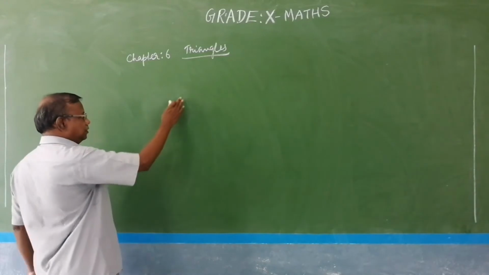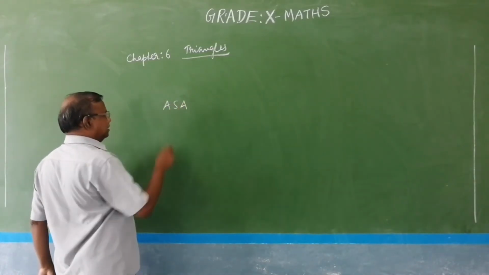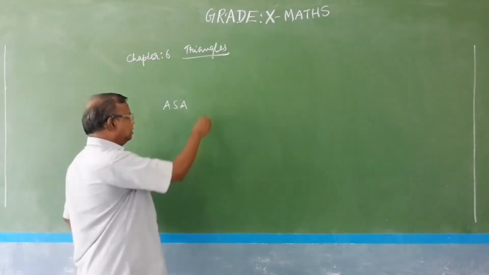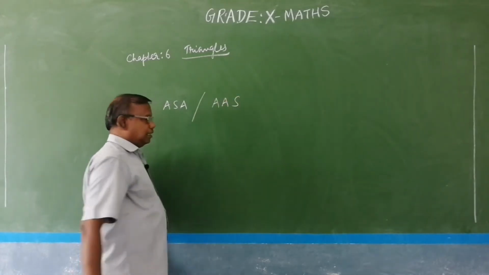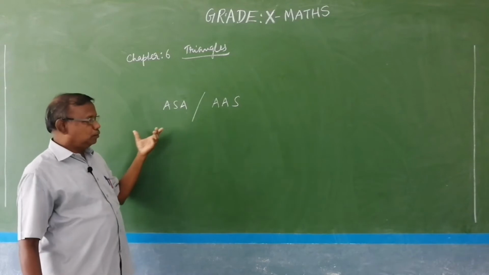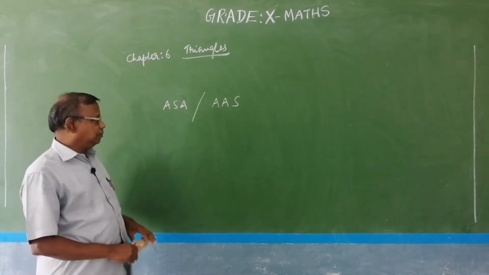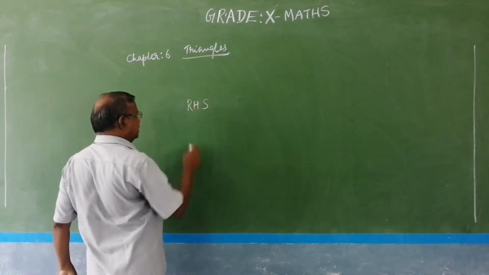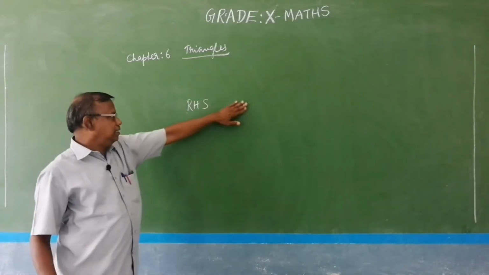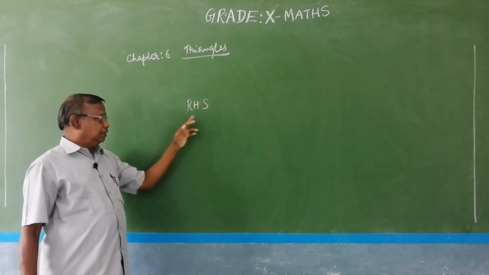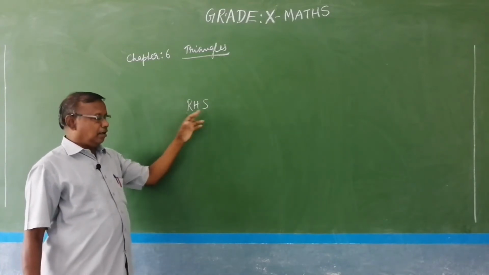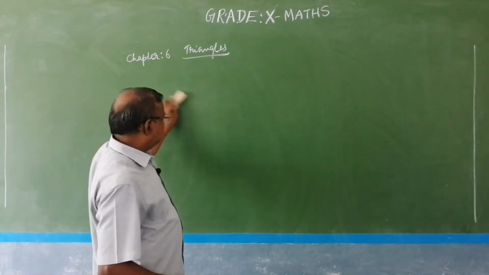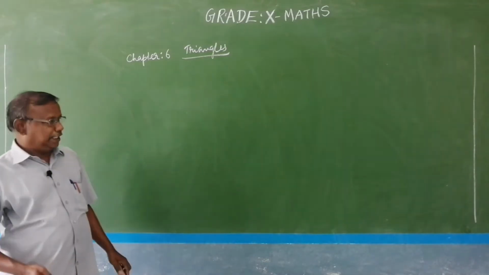And next one is ASA, that is angle side angle, two angles and the included side, or AAS, two angles and a side of two triangles are equal, then they are said to be congruent. And again RHS, this is the last congruency. In two right angle triangles, the right angle, hypotenuse and a side are correspondingly equal, then they are said to be congruent. Sometimes even in similarity we need to use the congruency.